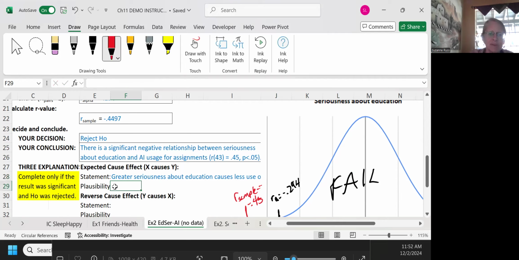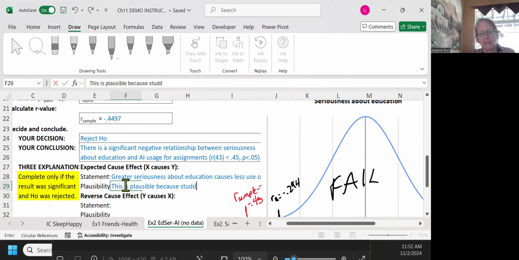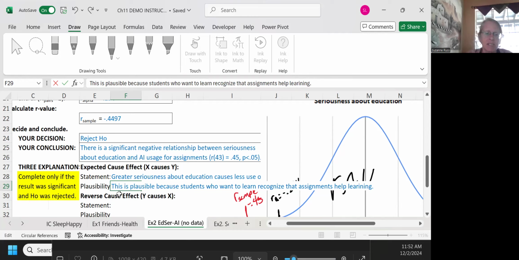do the work. And next we have to see, is that plausible? Does it make sense that people who are more serious about their education would be less likely to just copy and paste an AI response as their submission? And I think this makes sense. I think, yes, this is plausible because students who want to learn recognize that assignments help with learning. So students who don't want to learn that much, they might just use AI, but then they don't learn anything. So I think that's plausible.